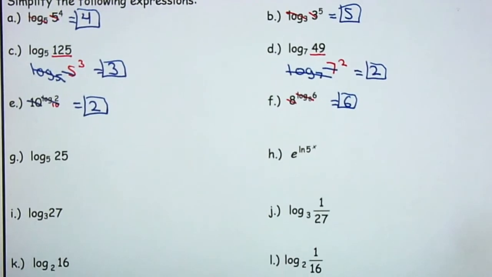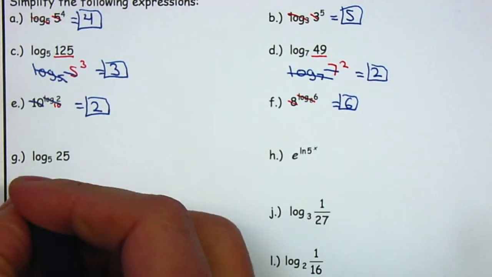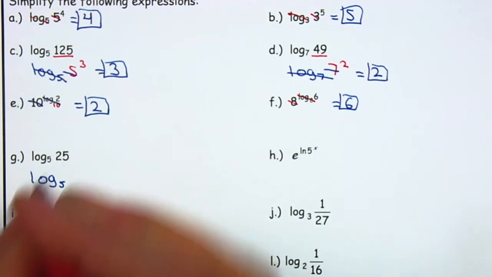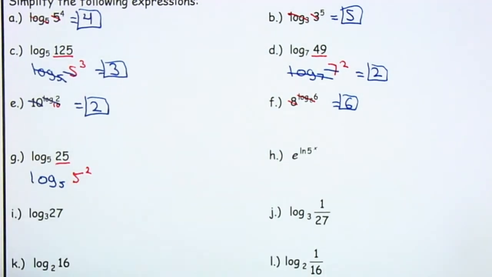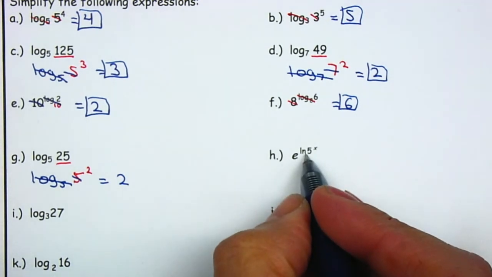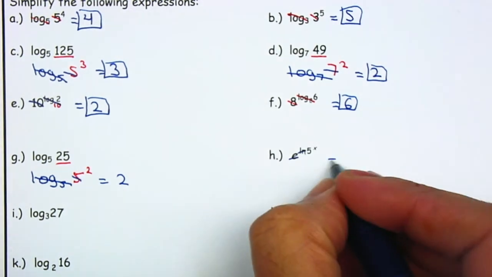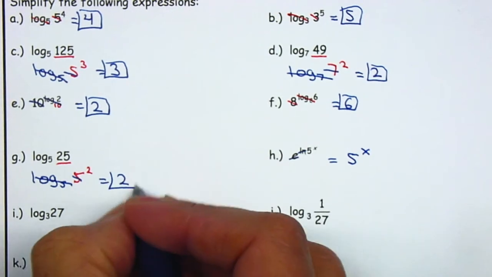Great. So let's continue with example G. I want to be able to rewrite this as the log base 5. I want to be able to rewrite the 25 as 5 to the 2nd power. That will cancel, so that will be equal to 2. Remember, ln is the log base e, so they will cancel each other out. And we just have 5 to the x power as my answer.